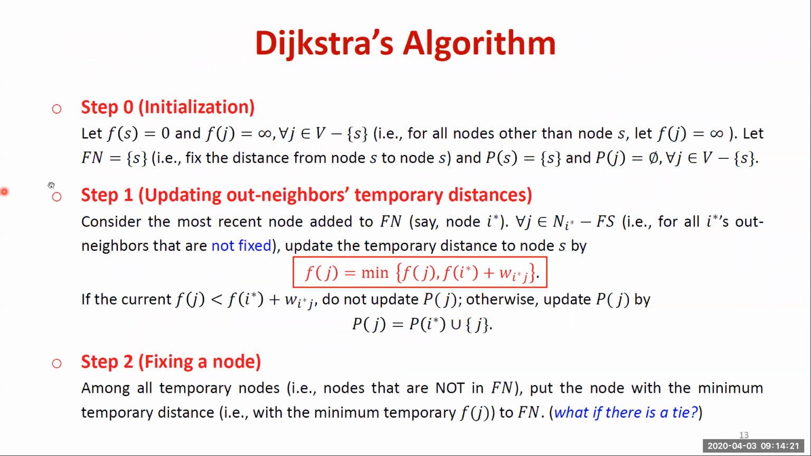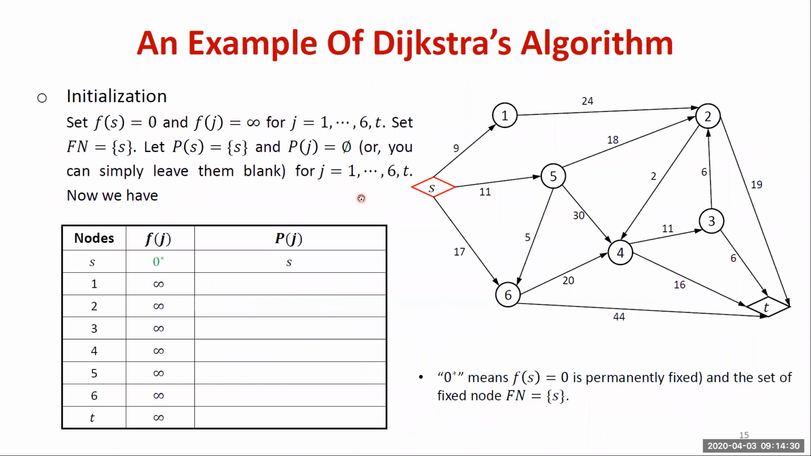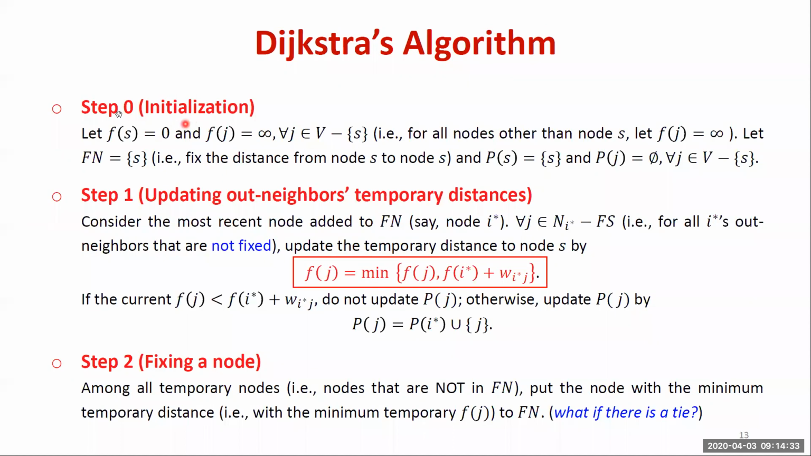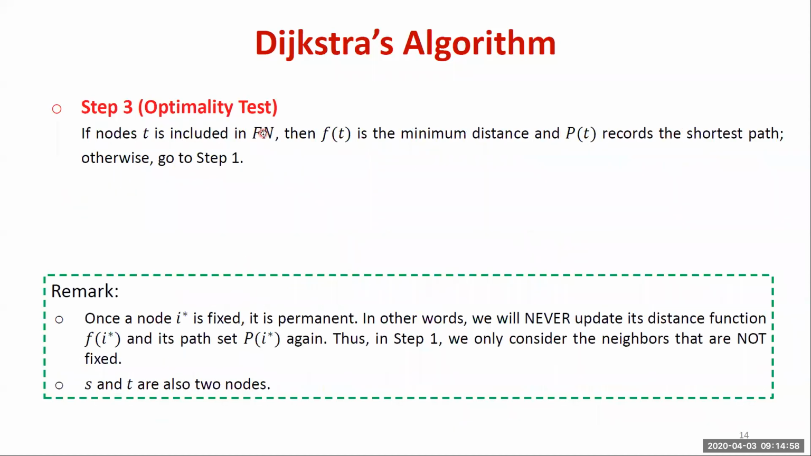So this is a summary of Dijkstra's algorithm. Here, I'm going to briefly mention it. Again, I think we directly start from examples. It's going to be easier for you to understand. So first, step 0, we need to do an initialization. Then in step 1, we update the out neighbors' temporary distances by this recursive formula. And then step 2, we fix a node. Which node to be fixed? We choose the one with the minimum temporary distance. And then we simply repeat steps 1, 2, 1, 2, 1, 2. You're going to see a lot of repetition in this example. And finally, the optimality test: as long as T is fixed, I'm done.